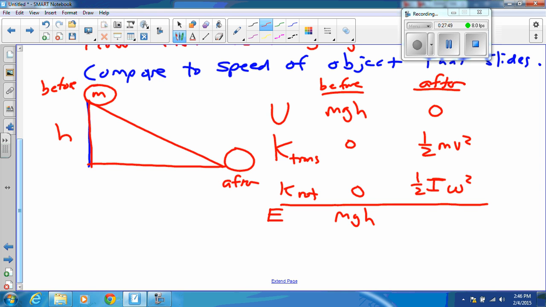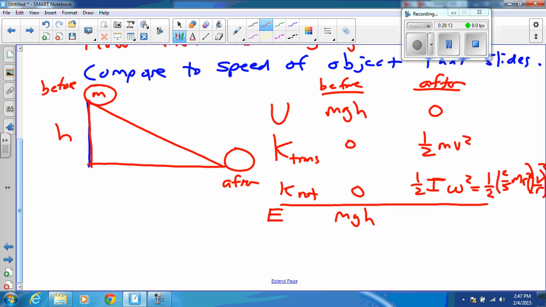In other words, omega is equal to V over R. Exactly. So then I'm going to replace omega with V over R, and I'm going to replace the I with the appropriate I for our object. What is the appropriate I for our object? 2/5 MR squared.